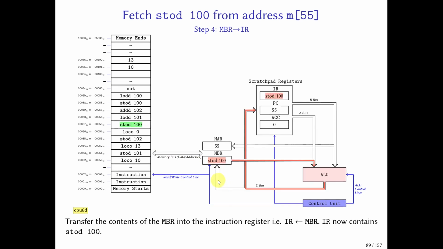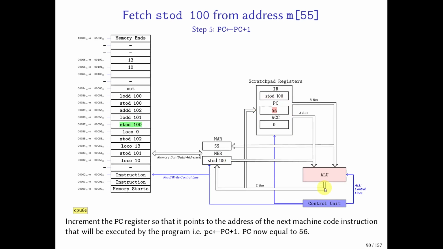And then the next step is to take the contents of the memory buffer register which contains the machine code instruction, and arrange for it to be transmitted through the data path so that the machine code instruction gets copied from the MBR to the instruction register. Whatever value was previously stored there gets overwritten, and then our fifth step is pretty simple and pretty straightforward. The PC register has to be incremented by 1, so now it points to the cell of the next machine code instruction that will be executed.